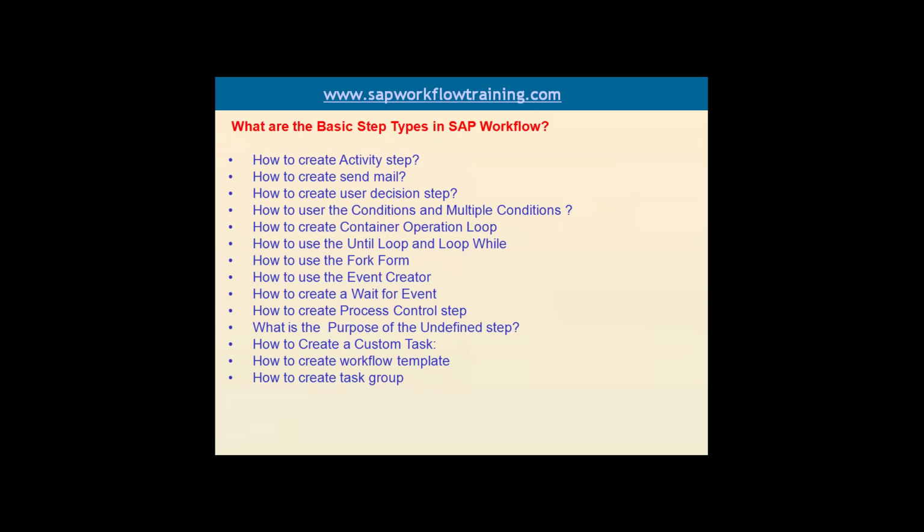As part of the SAP workflow online training, basically we need to learn these steps: activity, send mail, user decision, conditions, multiple conditions, container operation, loop, fork, event creator, process control step, and how to create a template, how to create a custom task, how to create task groups. These are the basic and important topics in the workflow.